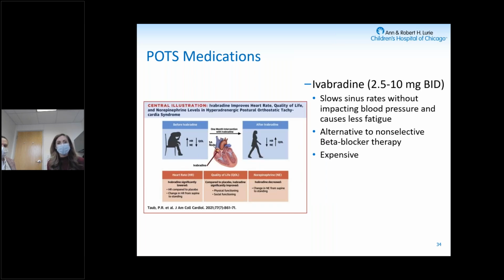This is another study that actually looked a little at ivabradine. So ivabradine was found to slow sinus rates without impacting blood pressure, and it doesn't tend to have that same side effect profile that beta blockers do. So we do use it in our patients. It is an alternative to beta blocker therapy. The one issue that we found is that it tends to be pretty expensive, and that insurance doesn't always cover it. And it works really well for some patients, and it doesn't work great for others.